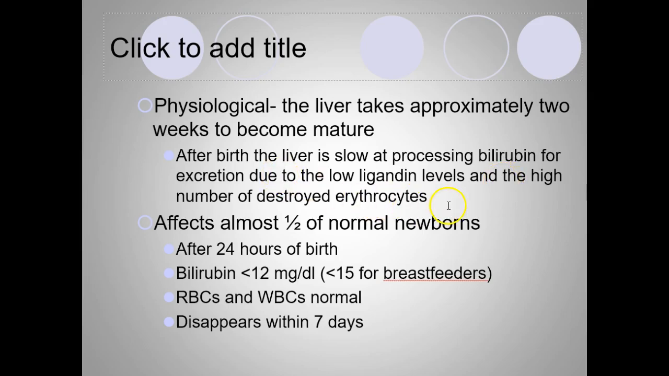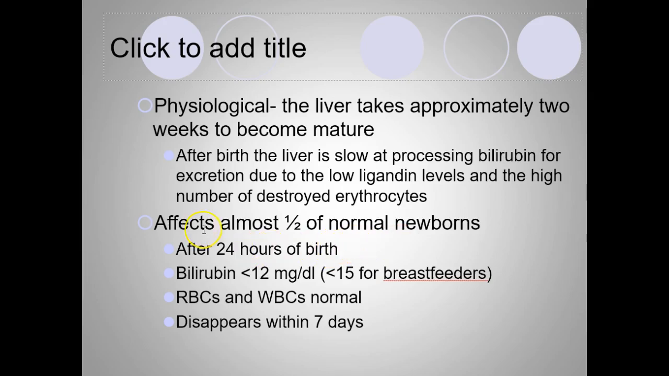So it takes a couple of weeks for the liver to really start working as it normally would. This is due to the low ligandin levels and the high number of destroyed erythrocytes. After about 2 weeks, this works itself out, but in the first 2 weeks we can have a lot of trouble processing this bilirubin. Physiologic hyperbilirubinemia affects about half the newborns. It's just because their liver's slow.